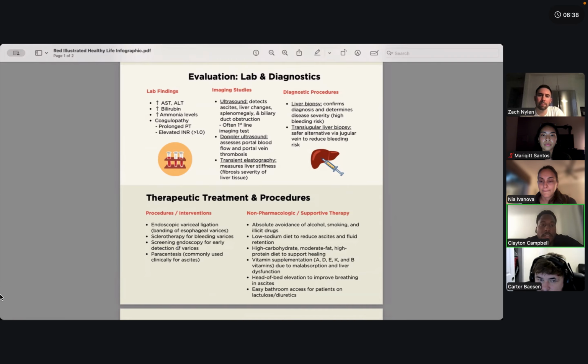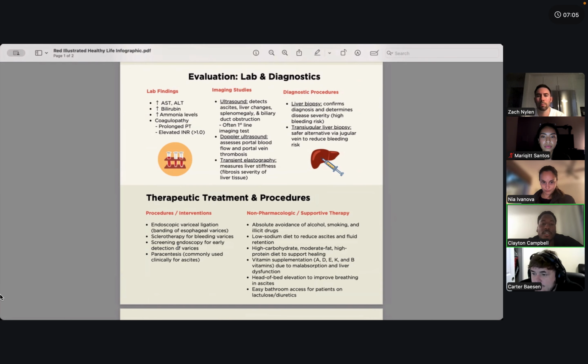Okay, and then for the non-pharmacological and supportive therapies, you're going to want to have the patient avoid any use of alcohol, smoking, and illicit drugs, as they're hepatotoxic and they can increase metabolic demand. You're going to want to have them follow a low sodium diet to reduce ascites and fluid retention. And that diet should consist of high carbohydrates, moderate fat, and protein to support healing.